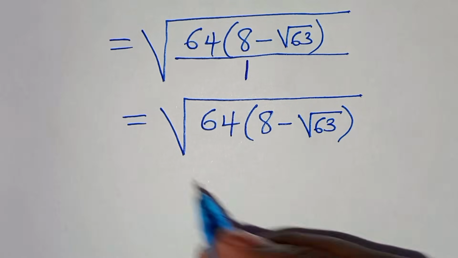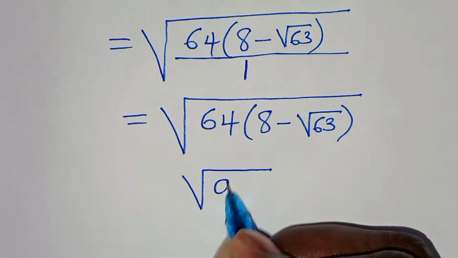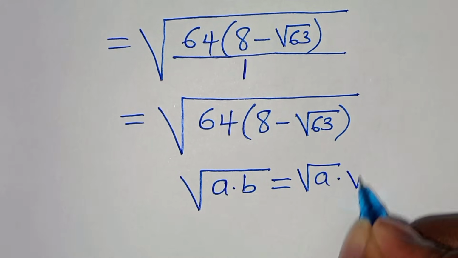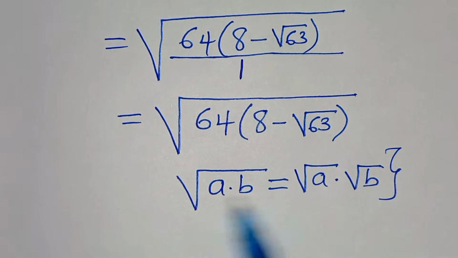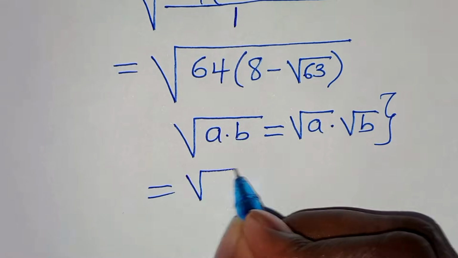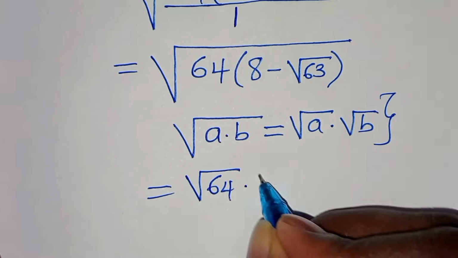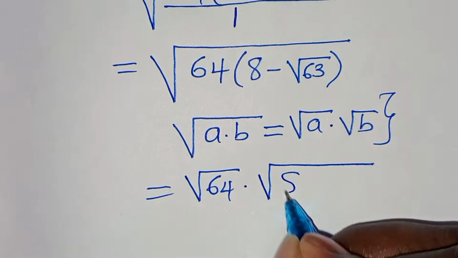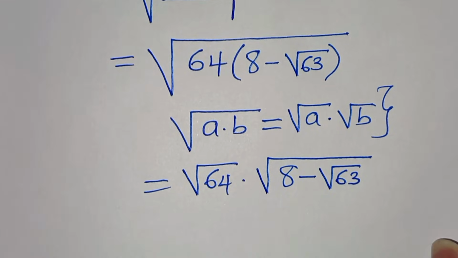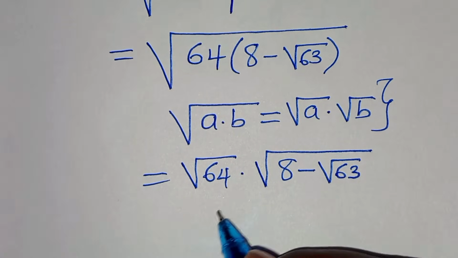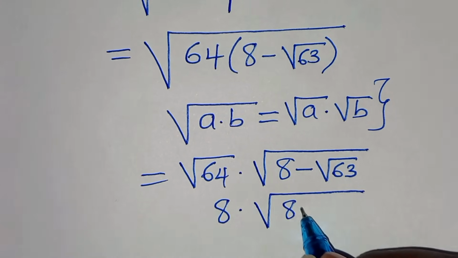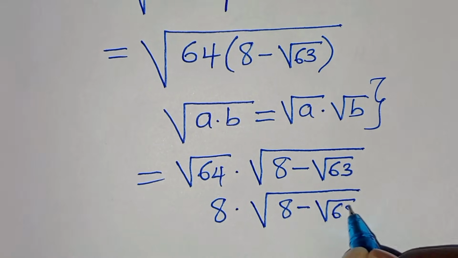Now, this is in the form of square root of a times b, which we can express as square root of a times square root of b. Let's apply this property so that now here we have square root of 64 multiplied by square root of 8 minus square root of 63. Square root of 64, this is 8 multiplied by square root of 8 subtract square root of 63.